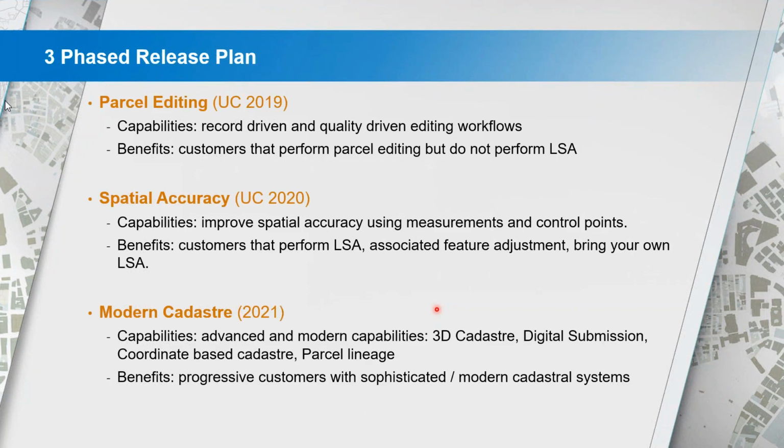So in July 2019 at the user conference, we released our first release of this, and we're looking at a 3-phased release plan. So UC 2019, we released ArcGIS Pro 2.4, and its capabilities were with the record and quality driven editing workflows. And this benefits any customer out there that is maintaining a parcel data set, whether they're in the ArcMap parcel fabric, or if they're just using geodatabase topology or shapefiles or even CAD data. You'd be able to jump in with ArcGIS Pro 2.4.